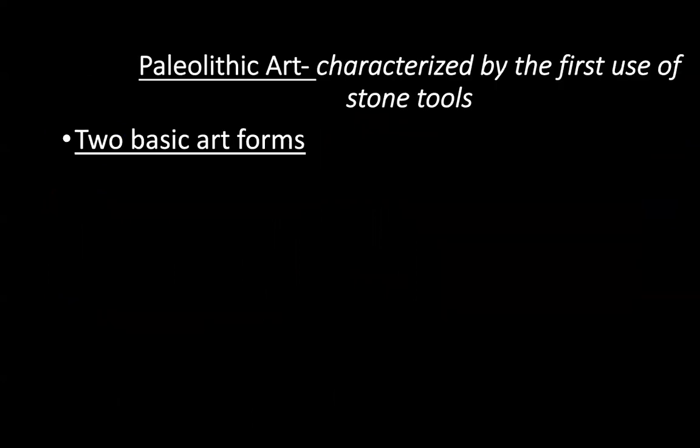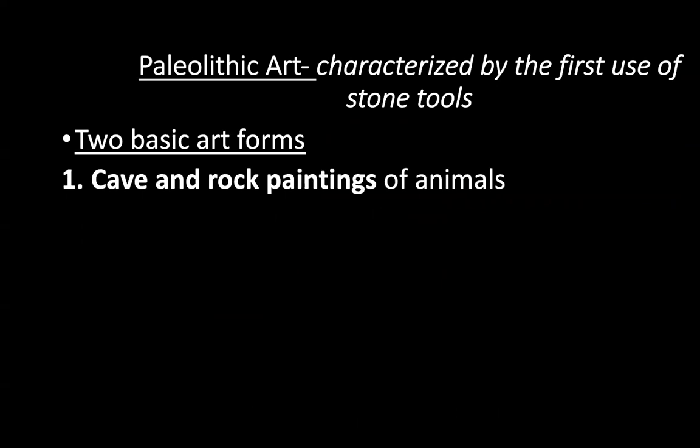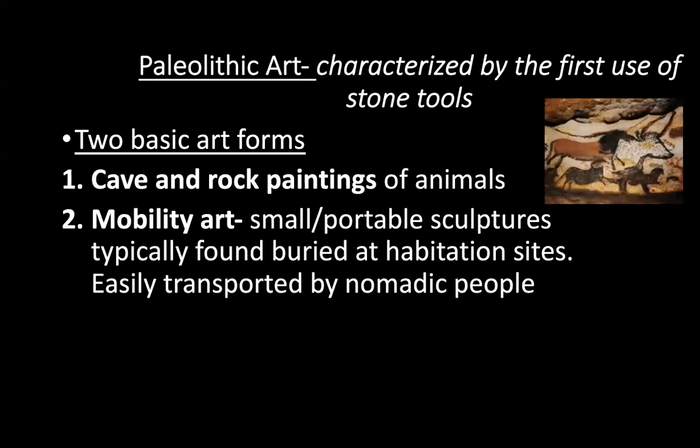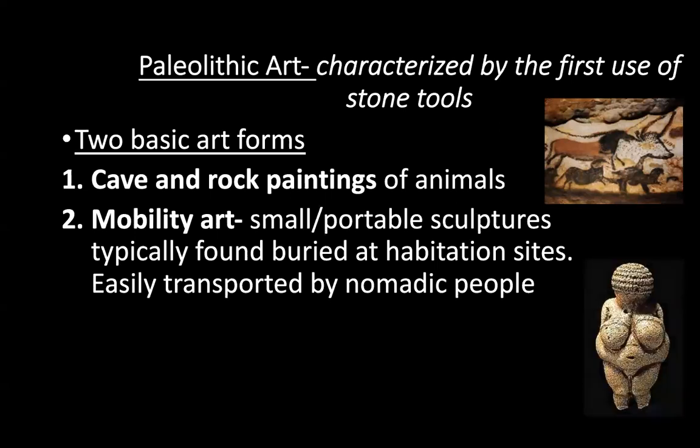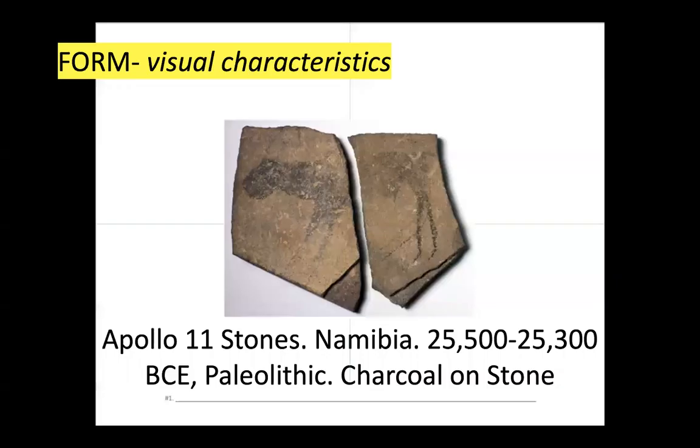All right, for Paleolithic art, there's 2 basic art forms. You're going to have cave and rock paintings of animals, and then we are going to have mobility art, and that's characterized as something small that would have been carried around for some sort of sacred purpose. All right, first artwork, number 1.